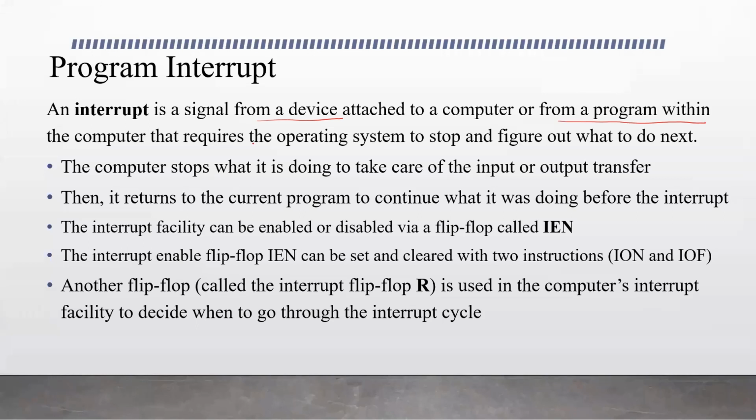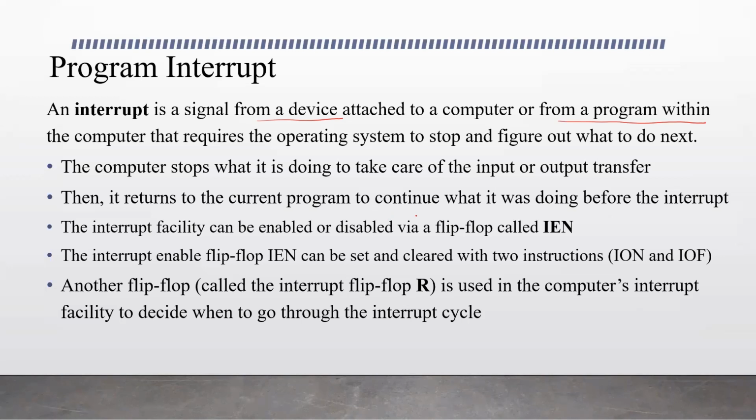When the interrupt is given, the computer stops what it is doing to take care of the input-output transfer. In this case, when the interrupt signal comes from an input or output device, the computer stops what it is doing and sends the information. Then it returns to the current program to continue what it was doing before the interrupt.